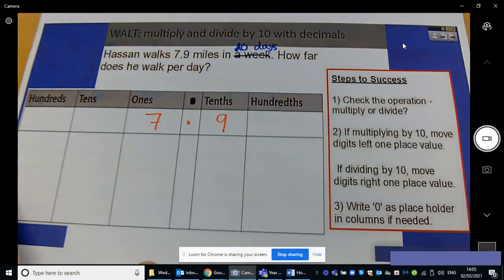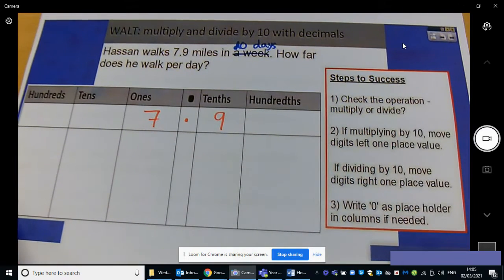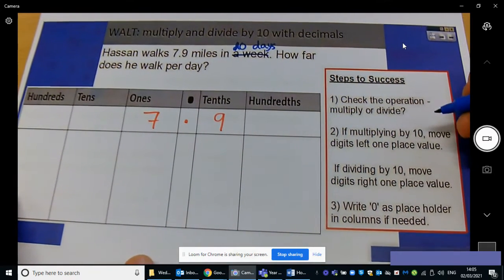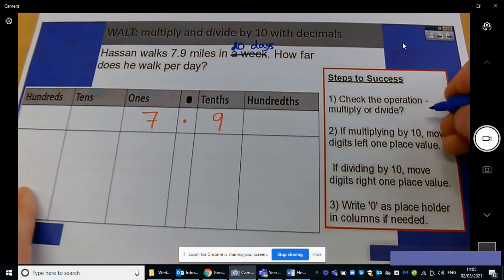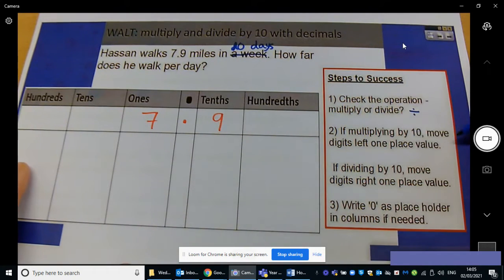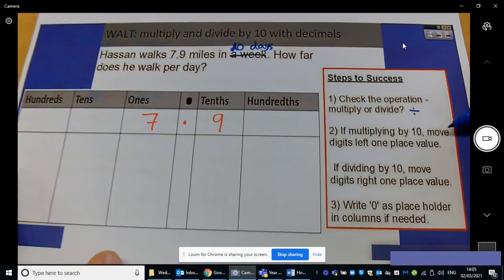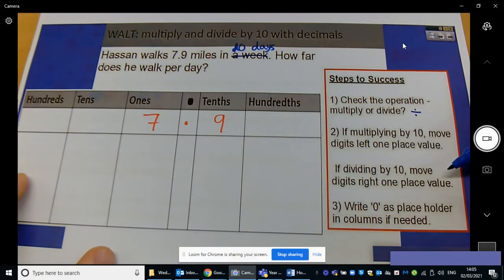So if he walks 7.9 miles in 10 days, and we want to know how much he walks in 1 day, are we going to be multiplying or are we going to be dividing there? Well, we are going to be dividing. We're going to be dividing by 10, because if we know what he walks in 10 days, we want to find out what a tenth of that is. So we don't need to worry about multiplying by 10. We go straight on to dividing by 10: move the digits right one place value.